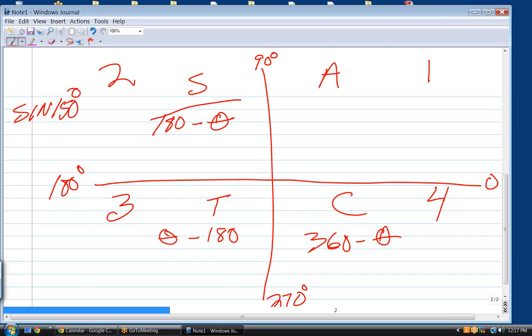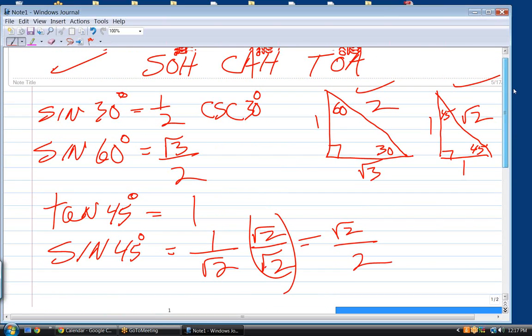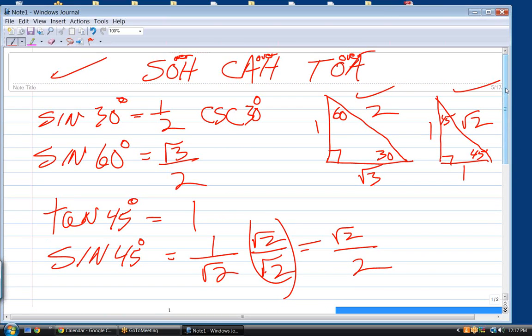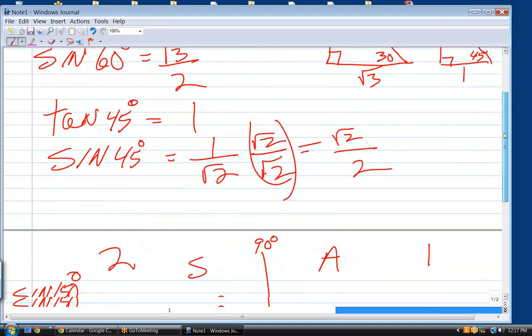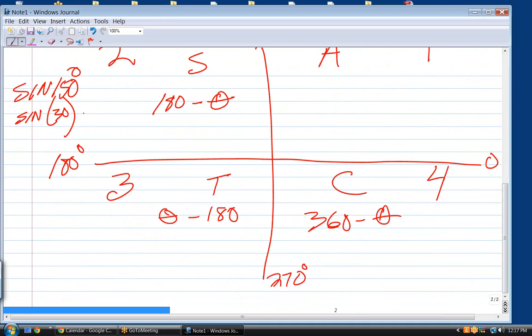Plug it into this. Is it 30 degrees? Yeah. So that's kind of like saying the sine of 30. What's the sine of 30 based on these triangles? That is 1 over 2. Okay. So our answer is 1 over 2.